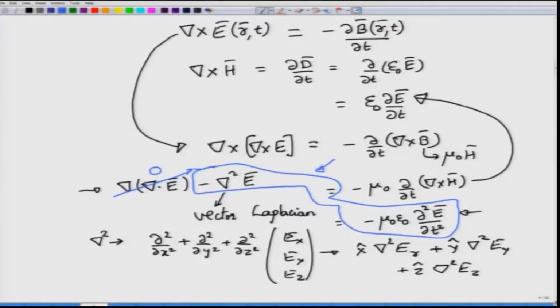Now, focus on this equation which I have rounded off with this blue color, right. I have a minus sign on the left hand side, I have a minus sign on the right hand side. So, I will cancel that out. What I have remaining on the left hand side is the second derivative with respect to space coordinates of the electric field, and on the right hand side, apart from the scalar multiple mu naught epsilon naught, the second partial derivative with respect to time of the same field quantity.